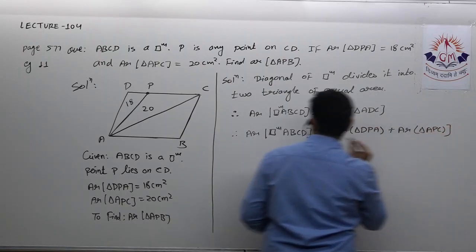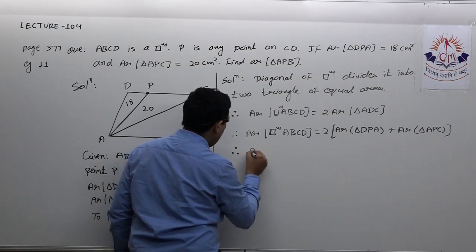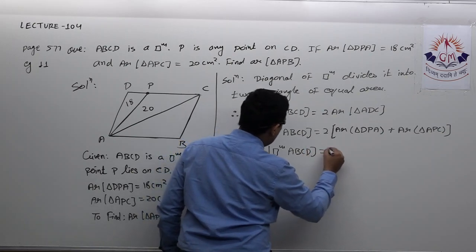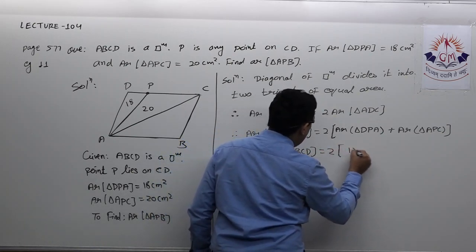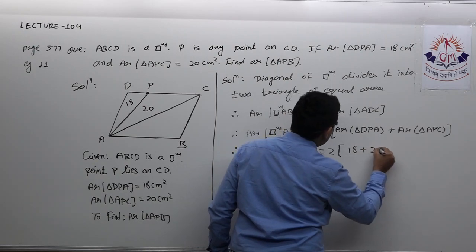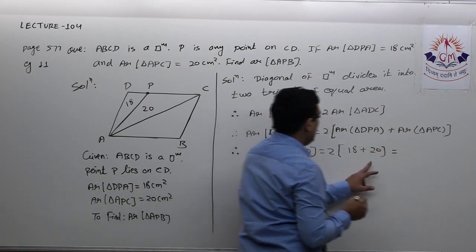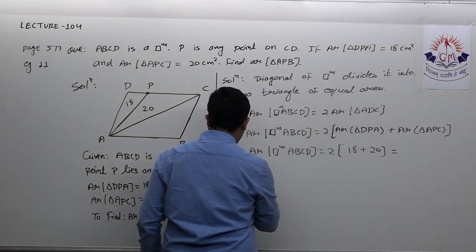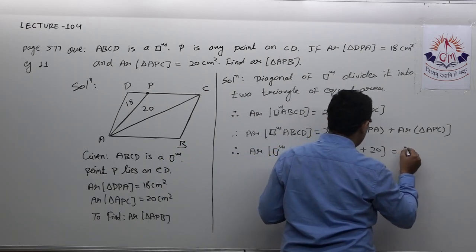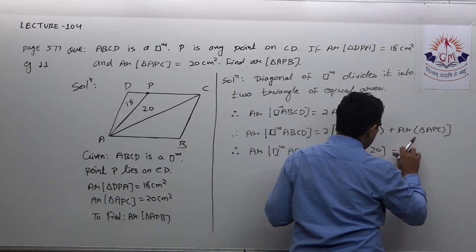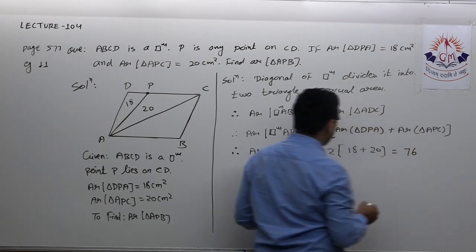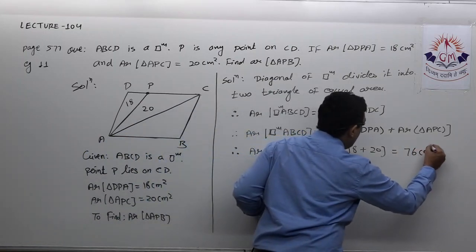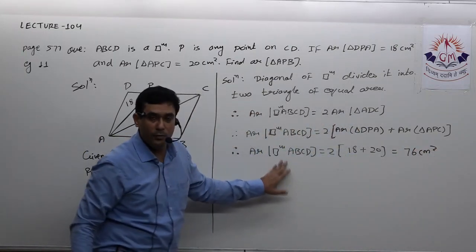Therefore here I get area parallelogram ABCD is equal to twice of 18 plus 20, that is 38 into 2. So ultimately here I will get the final answer, 38 into 2, that is 76 centimeter square. So here I got the area of parallelogram ABCD.